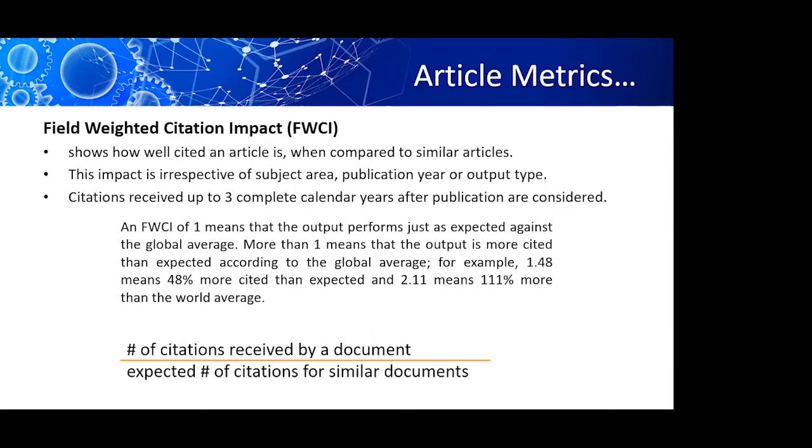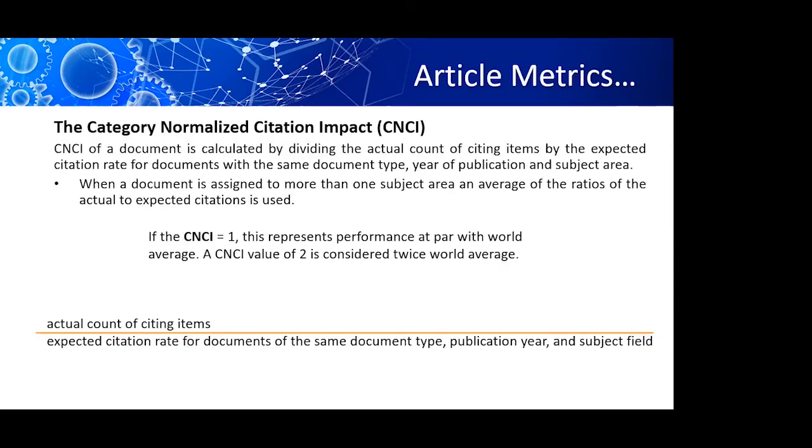So for calculating this one, Scopus considers the subject area, publication year, and output type. And for this one, citations received up to 3 complete calendar years after publication are considered. So this is a very useful resource for evaluating the performance or effect of an article, and the author also can be evaluated by using this metric.